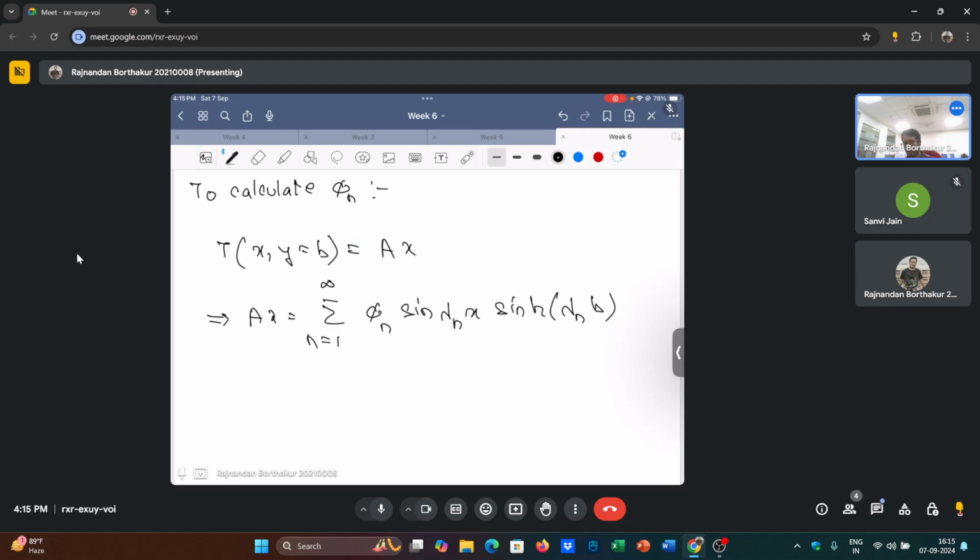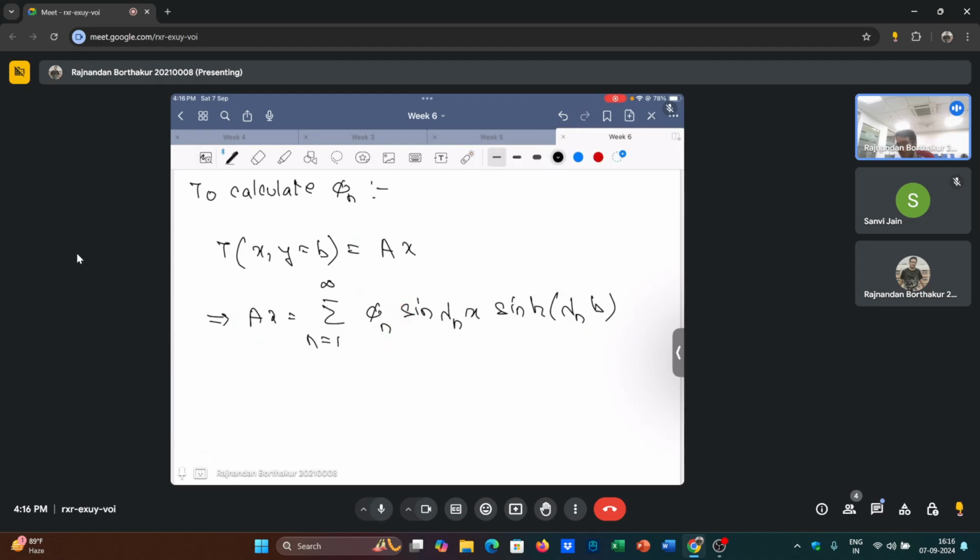Now, if you paid some attention, you may know something known as the orthogonality of orthogonal functions, the orthogonality principle. Using this orthogonality principle, can you tell me how we can evaluate this phi n? Because this phi n still needs to be evaluated. We don't know what phi n is. This a times x is known, it is given to our problem. All these things are known, but we still need to calculate this phi n.